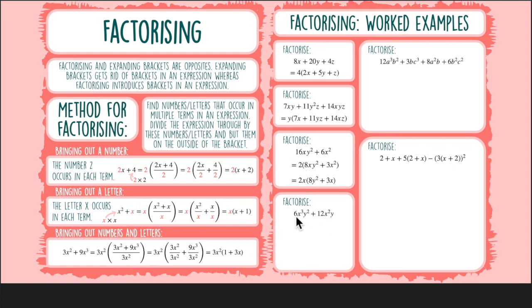Right, another one. 6x cubed y squared plus 12x squared y. Any number common factors? Well, yeah, 6 goes into that once and 6 goes into that twice. So I can pull out 6. Any letters? We've got x squared here, and x squared can be pulled out there. So we can pull out x squared and then we can pull out y as well. So let's do that.